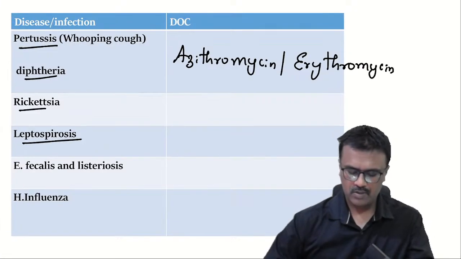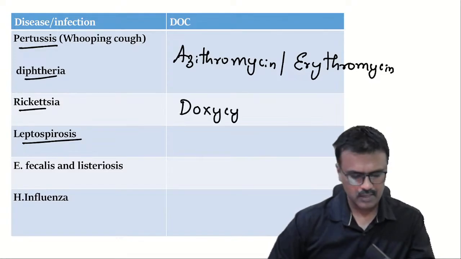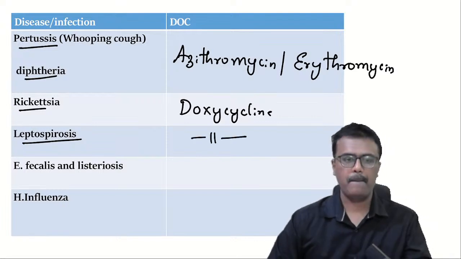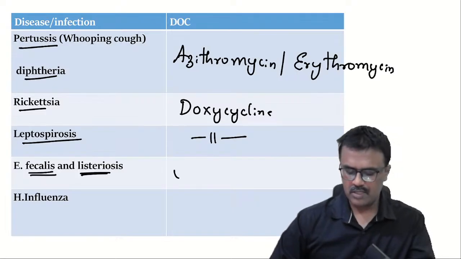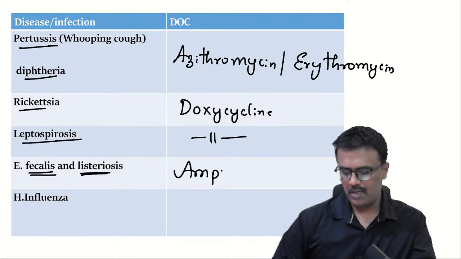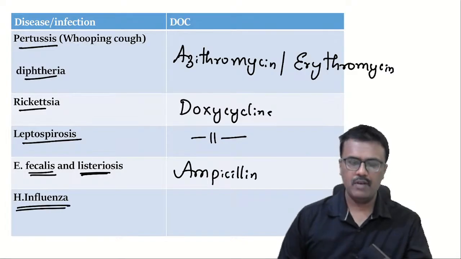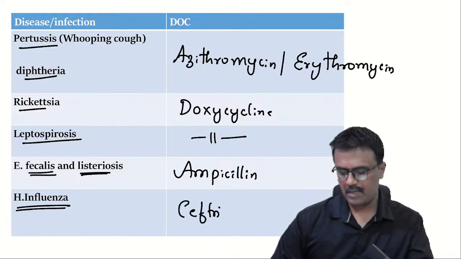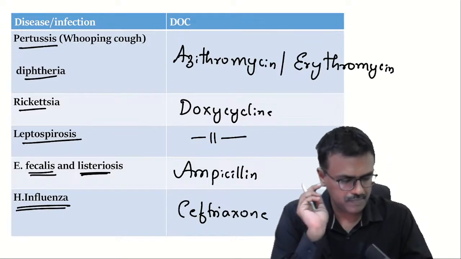Rickettsia and leptospirosis, I can give doxycycline. Same drug, doxycycline here. Enterococcus faecalis and listeriosis, just now I told listeria, we need to give ampicillin. Haemophilus influenzae, the best drug is ceftriaxone. We have to give ceftriaxone.